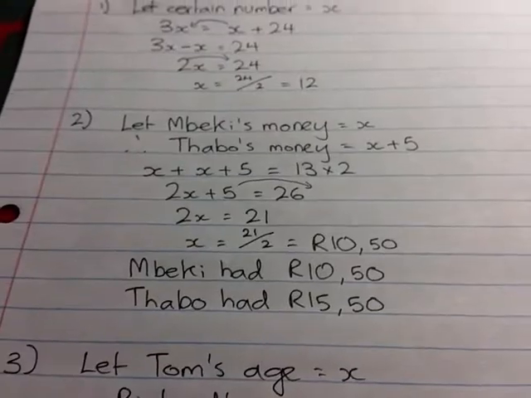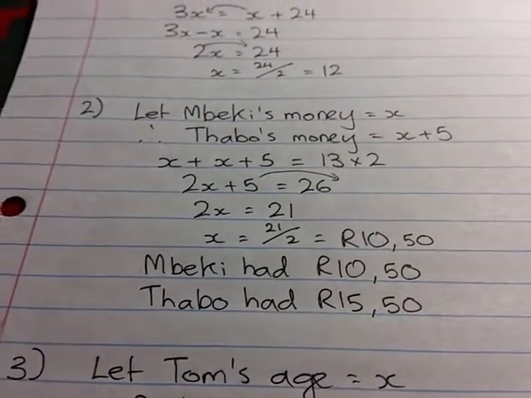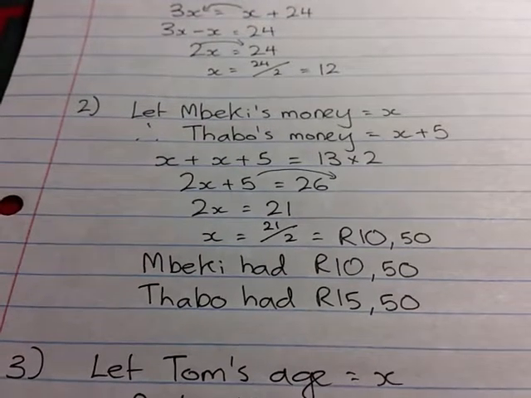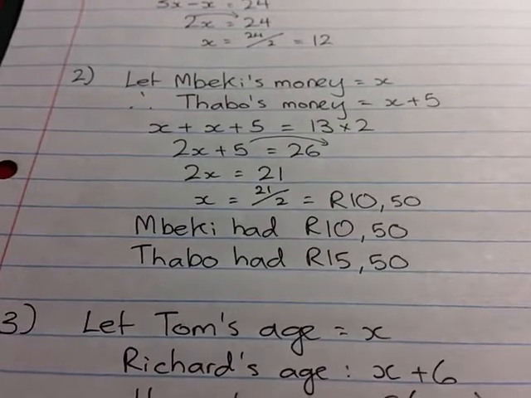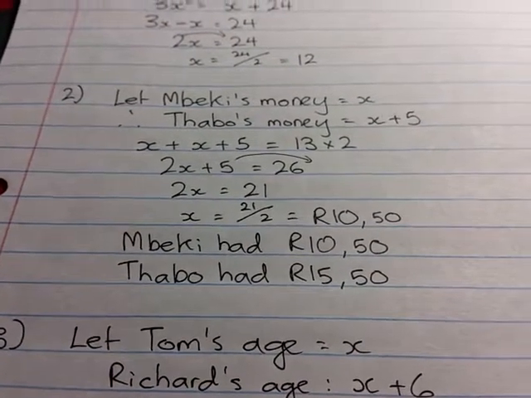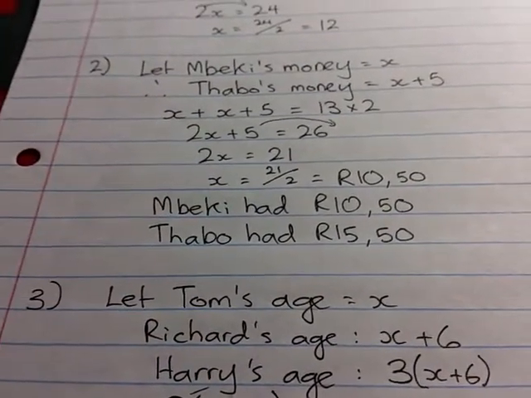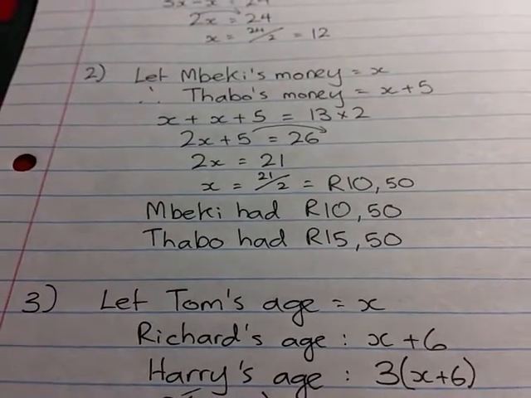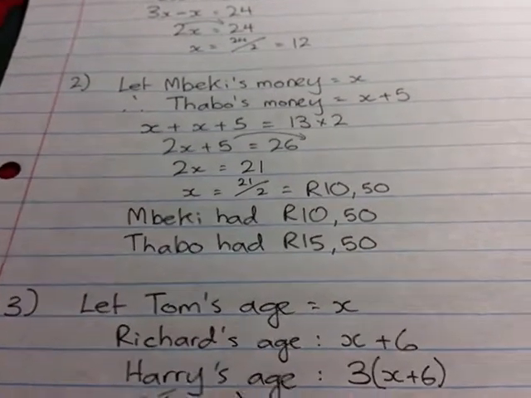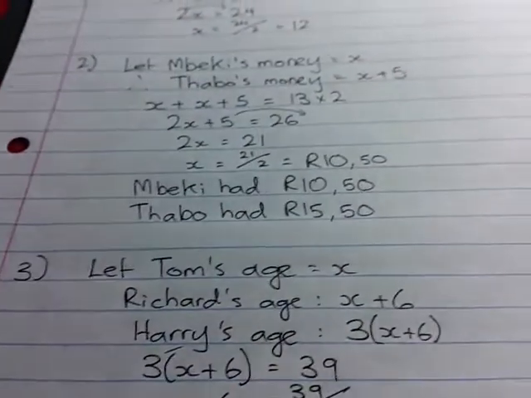Right. So here, because Tom is the youngest, we are letting Tom's age equal X. Richard is 6 years older, so that means Richard will be X plus 6. And Harry is 3 times as old as Richard, so we're going to take Richard's age and multiply the entire thing by 3, and from there you get Harry's age. How old will Tom be if Harry is 39? So that means we are trying to solve for X if Harry's age is equal to 39.